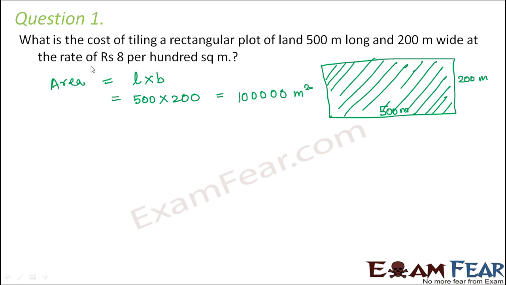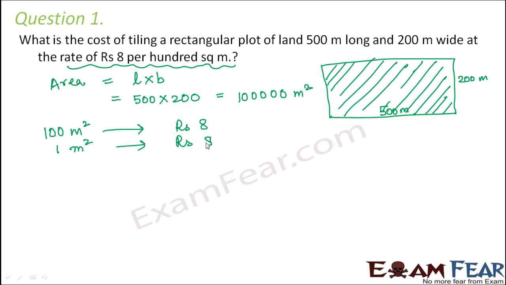Now we have to find out the cost for tiling. The rate is rupees 8 per 100 square meter. That means rupees 8 for every 100 square meter. Square meter is nothing but meter square. So the cost for 100 meter square is rupees 8. Therefore, the cost for 1 meter square would be rupees 8 by 100, as per the unitary method.